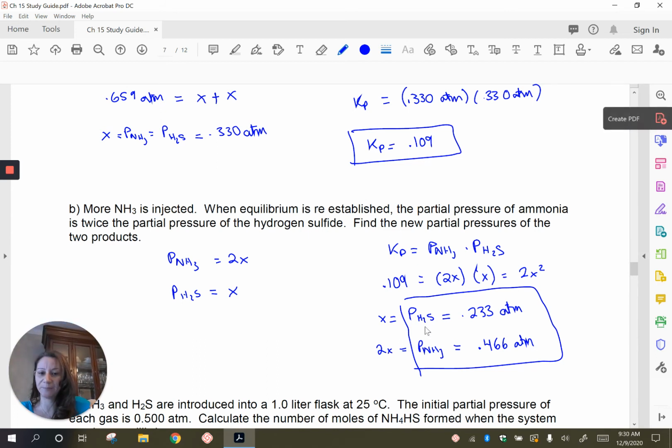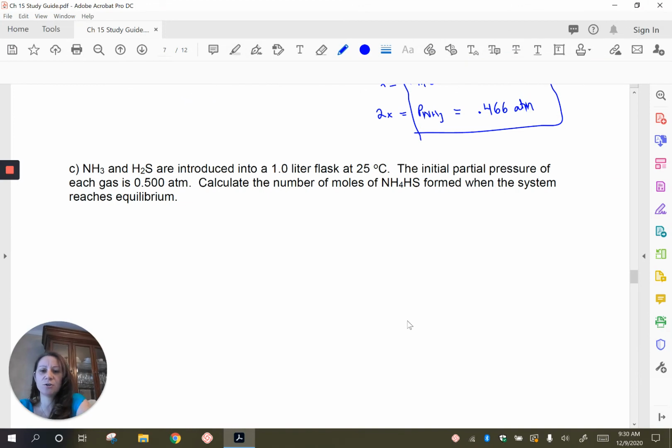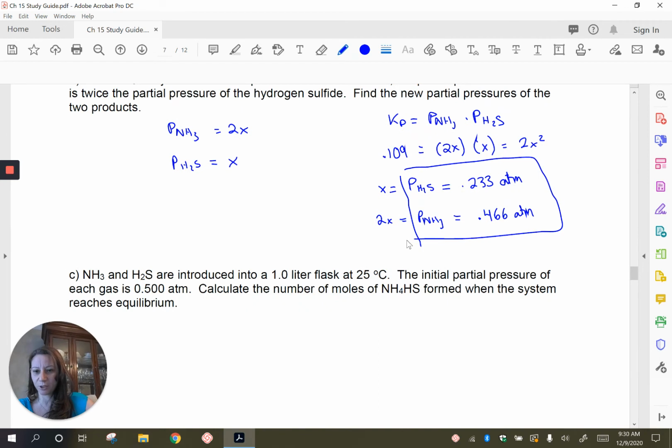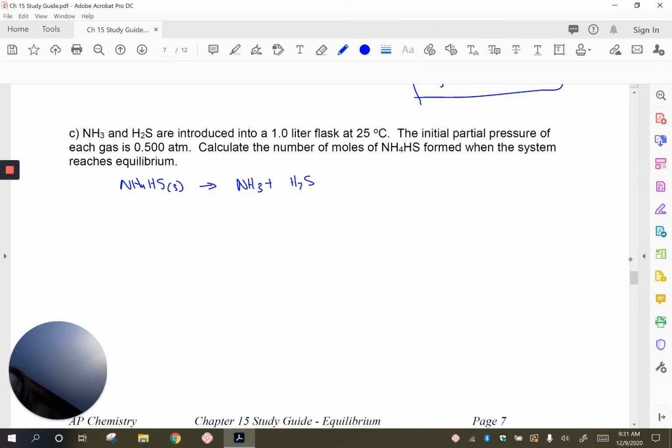Let's look at part C. It says NH3 and H2S are introduced in a 1 liter flask. So this looks like a totally different reaction, right? I mean, the same reaction, but we've started a new vessel. We're not continuing with these numbers here. So we still have the same type of reaction, NH4HS, solid, decomposing to form NH3 and H2S. But we have totally different numbers now.